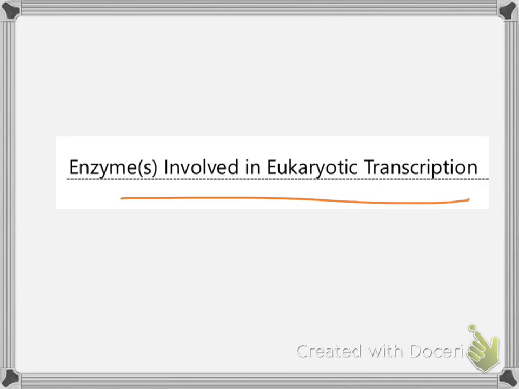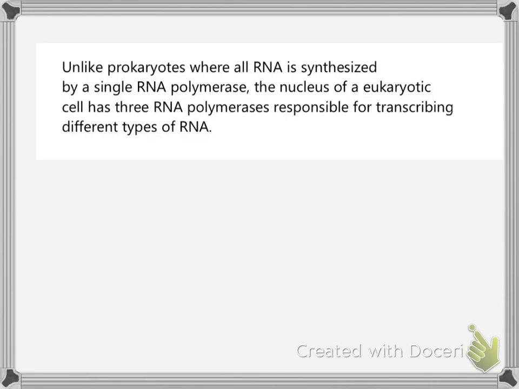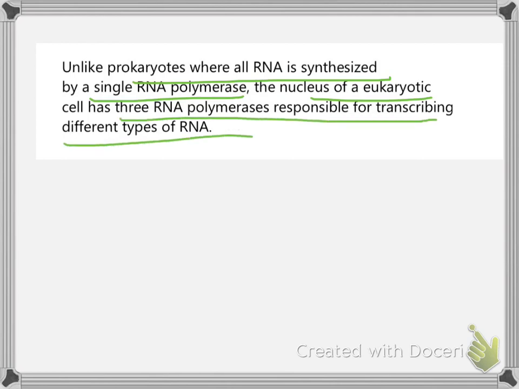Now coming to the enzymes involved in eukaryotic transcription. Unlike prokaryotes, where all RNAs are synthesized by a single RNA polymerase, in eukaryotes there are three RNA polymerases. They are responsible for transcribing different types of RNA. So three different RNA polymerases are used in eukaryotes, and they transcribe different types of RNA.